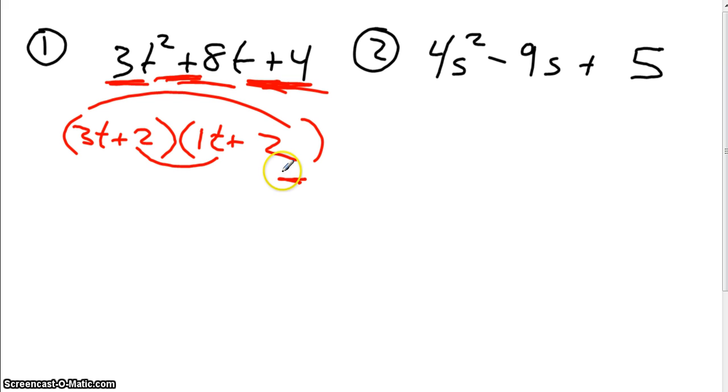3 times 2 is 6t. 2 times 1 is 2t, so there's your 8t in the middle. 2 times 2 is 4. Okay, we got the factors.